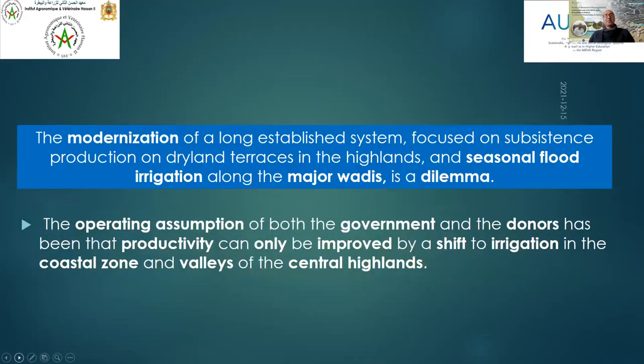The modernization of the long-established system focused on subsistence production on dryland terraces in the highlands and seasonal flood irrigation along the wadis is becoming a dilemma in that country. The operating assumption of both the government of Yemen and the donors has been that productivity can only be improved by a shift to irrigation in the coastal zone and valleys of the central highlands.